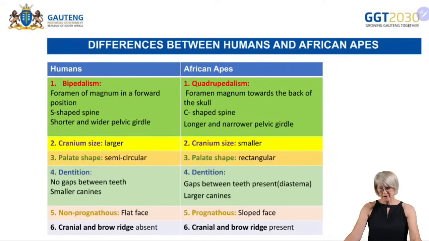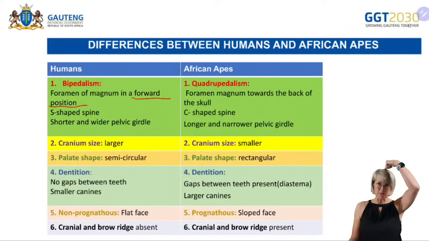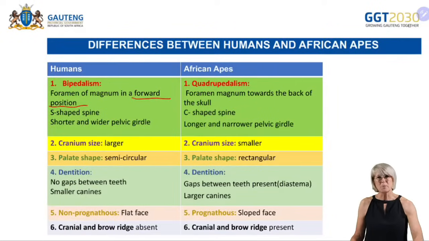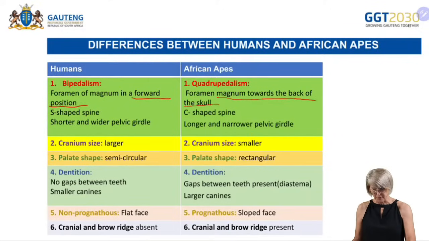We don't talk about it being in the middle or in the center, because this could be the middle, this could be the middle, that could be the middle, anywhere. So we normally talk about in a forward position. Whereas in quadrupeds, the foramen magnum is usually towards the back of the skull.